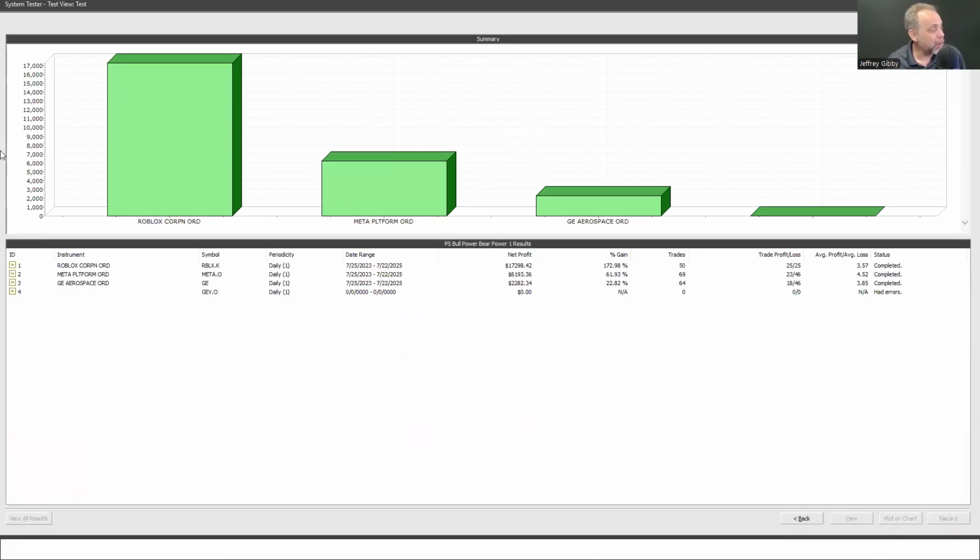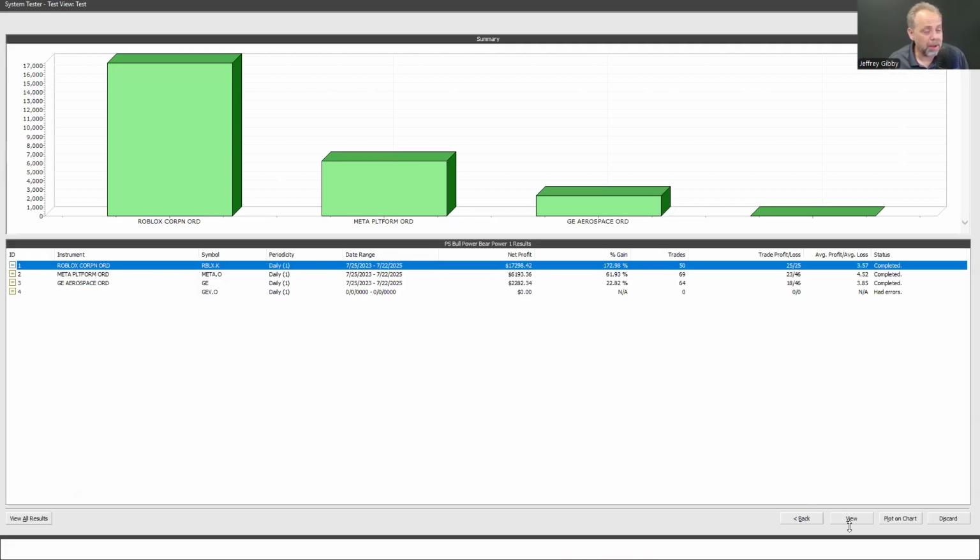I can see how it worked on Roblox. Obviously, it did really well with Roblox. Roblox has been a very robust mover this year. Meta worked pretty well. GE, it worked pretty good on. I got the red flag symbol for GEV, so there wasn't a result for that. Let's take a look at Roblox. If I had 500 stocks in this test, I could see exactly how well these trades were distributed on something like the S&P 500.